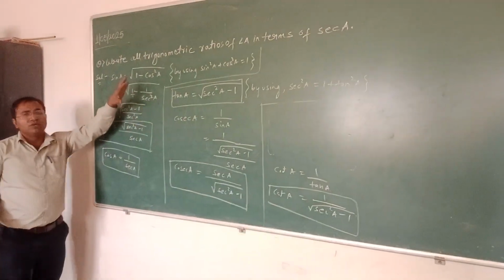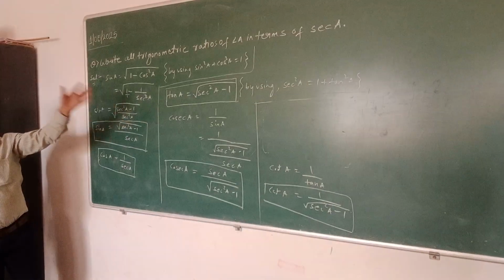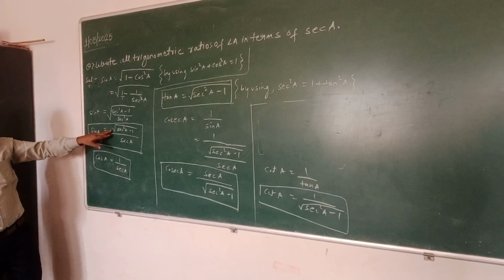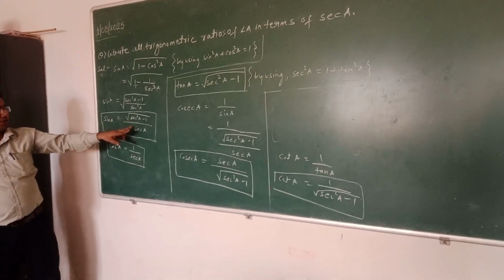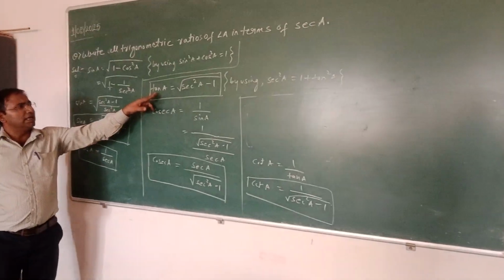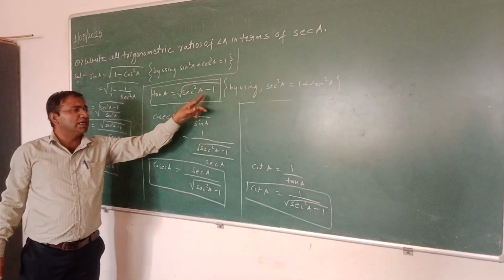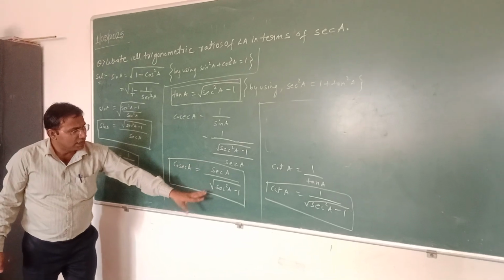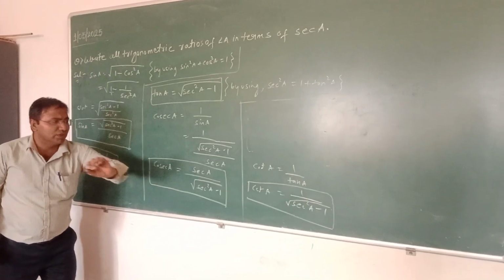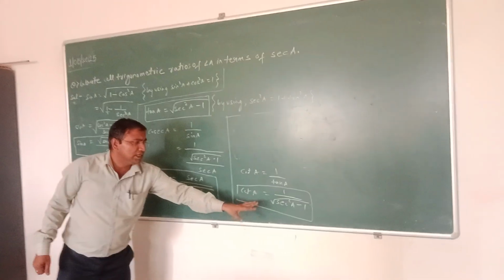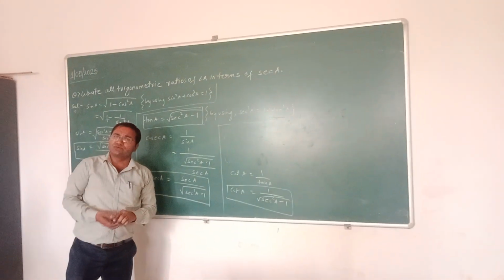In this way we have written all the trigonometric ratios in terms of sec A. Sin A is equal to square root of sec square A minus 1 upon sec A. Cos A is equal to 1 upon sec A. Tan A is equal to square root of sec square A minus 1. Cosec A is equal to sec A upon square root of sec square A minus 1. And cot A is equal to 1 upon tan A, which is 1 upon square root of sec square A minus 1.